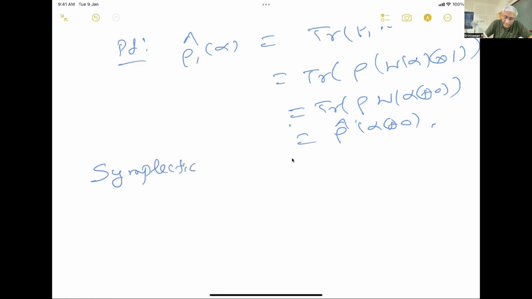You would have heard this name symplectic in many places: symplectic geometry, symplectic. Symplectic means it preserves the imaginary part of the inner product. I don't know in many other places what that is. For us, the symplectic isomorphism is the following.